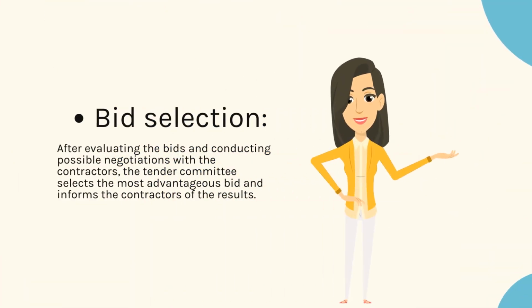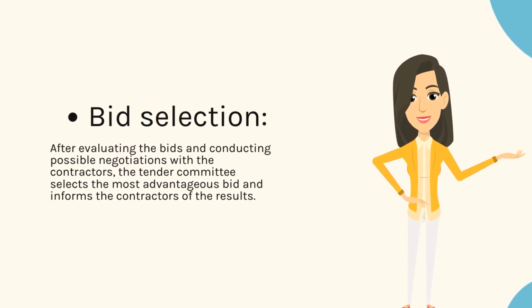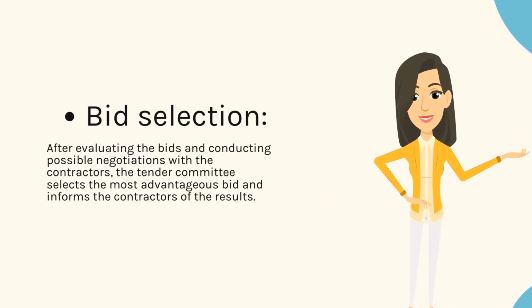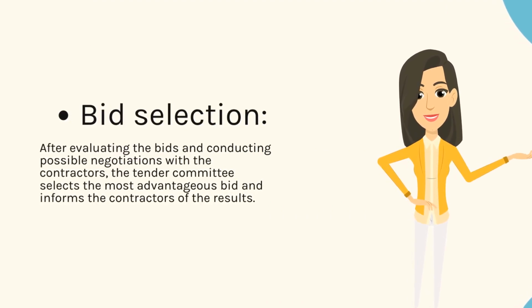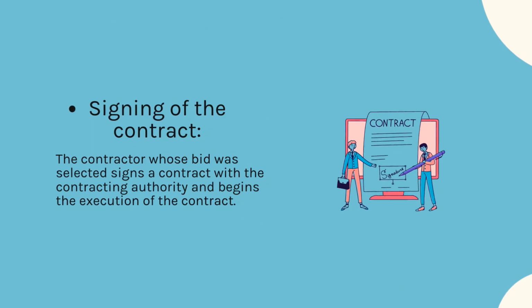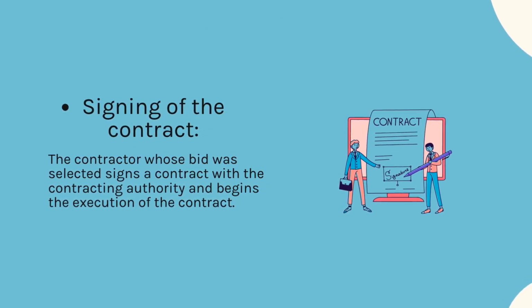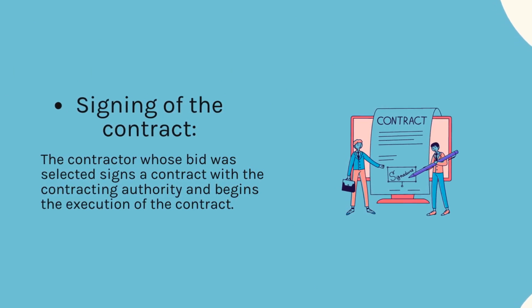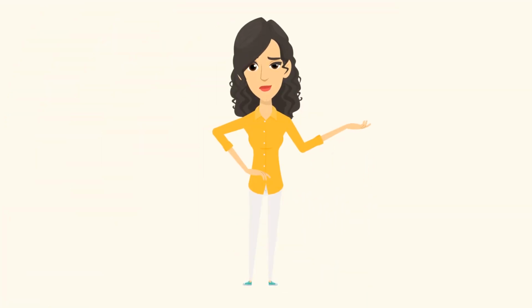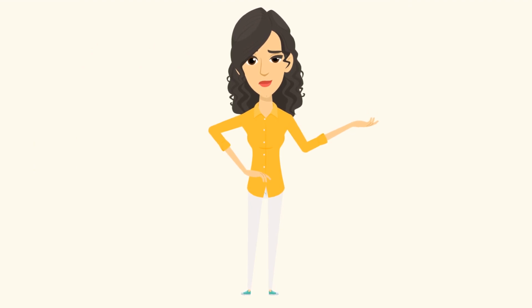Bid selection. After evaluating the bids and conducting possible negotiations with the contractors, the tender committee selects the most advantageous bid and informs the contractors of the results. Signing of the contract. The contractor whose bid was selected signs a contract with the contracting authority and begins the execution of the contract. The public tender procedure may vary depending on the type of contract, contract value, and other circumstances.